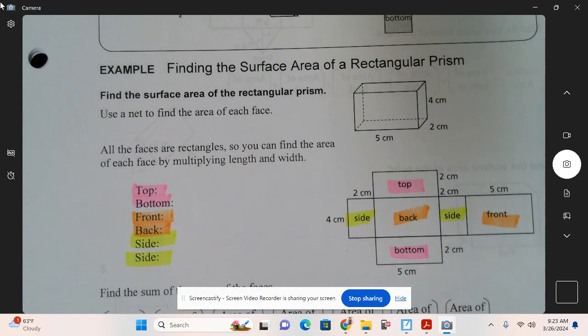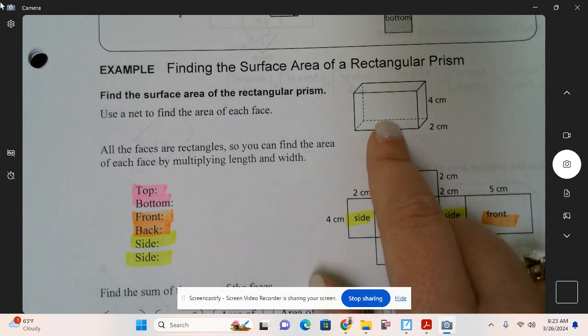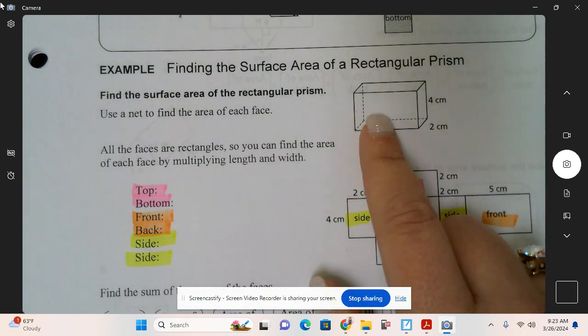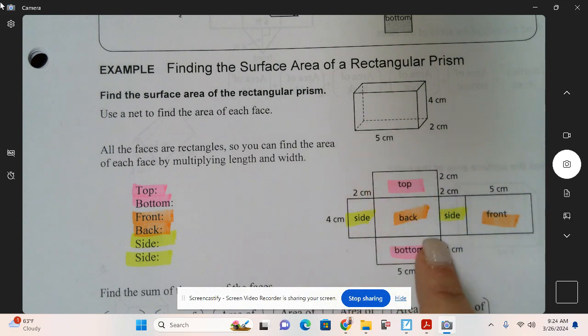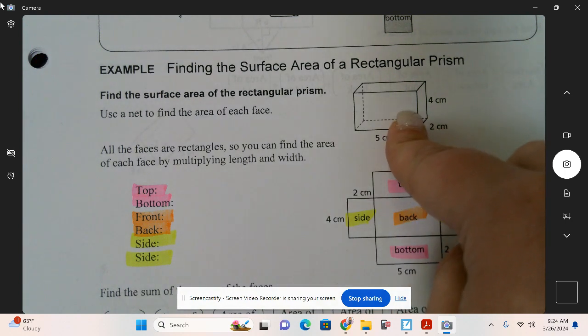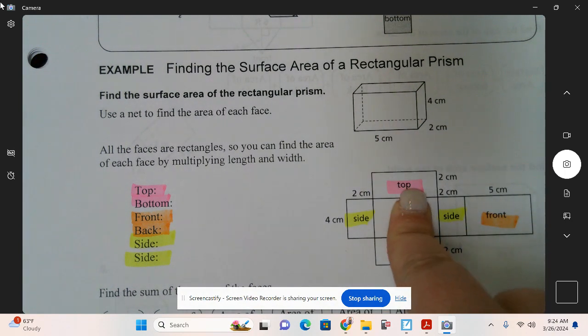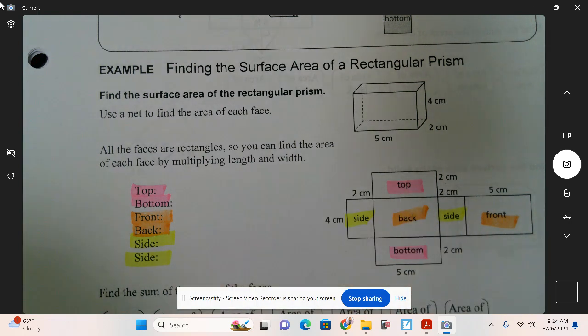Because a lot of times what's going to happen is they're going to give us the rectangular prism, and they may draw the net for us, but the numbers aren't going to be there. And you're going to have to transfer the numbers from the box or from the prism to the net. Okay? So here's something I wanted to show you.